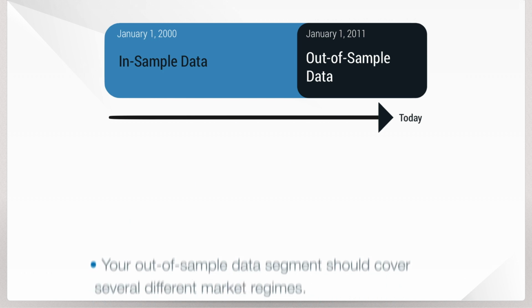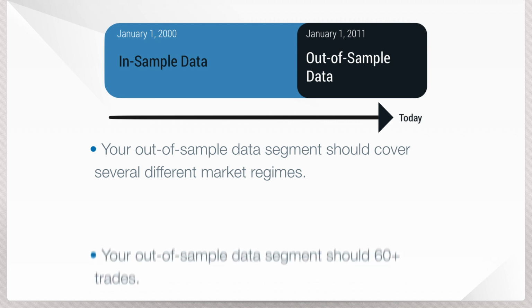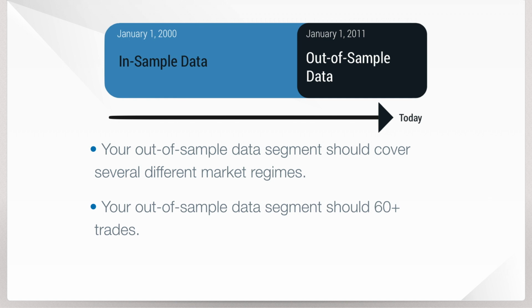Let's move to the out-of-sample, and that's very similar. Our out-of-sample data segment should cover several market regimes. That should be bull market, bear market, sideways market, but I know this isn't always possible. But do your best to try to include different market regimes in your out-of-sample. Your out-of-sample data segment should also contain a minimum of 60 trades. If it doesn't, you're going to have to collect more out-of-sample data.